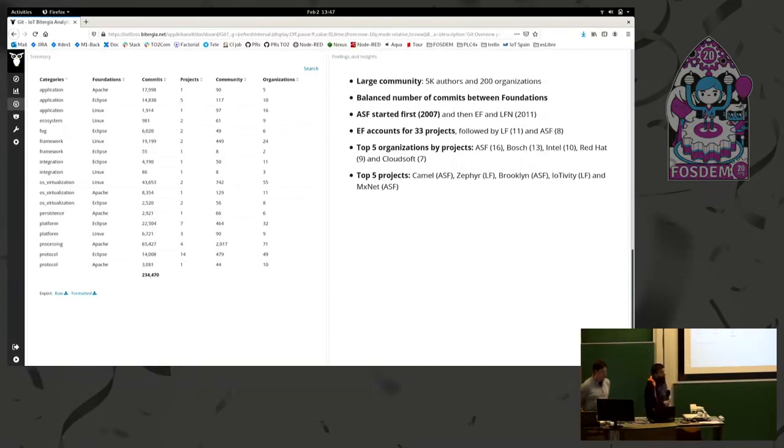Again, we can go, for instance, to OS virtualization, and we can see that in this case, Linux is leading. Then we have the other categories, for instance, fog, which is basically Eclipse, and then we have persistence, where there is just Apache. So here we have tried to summarize the findings a bit.